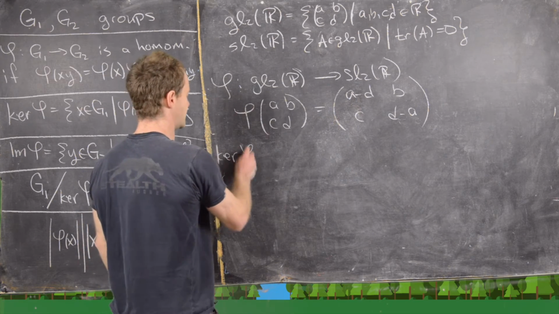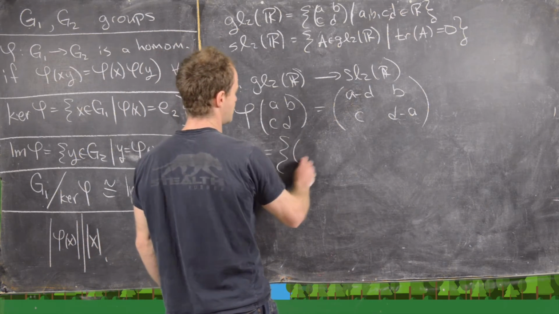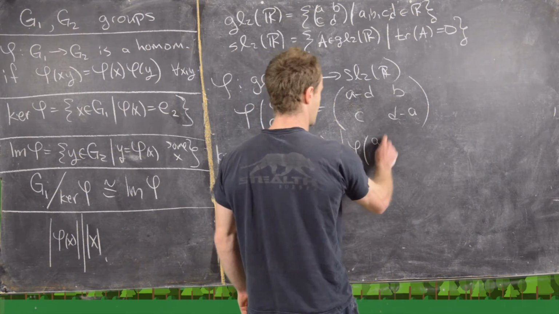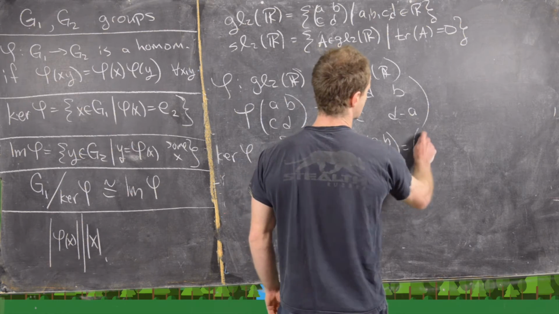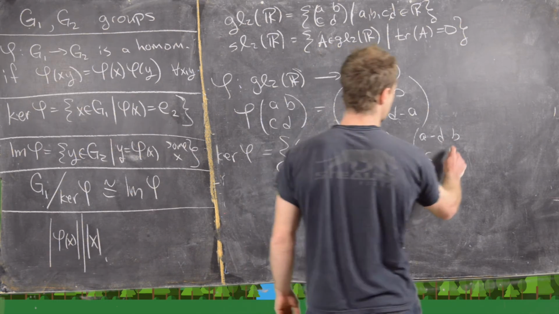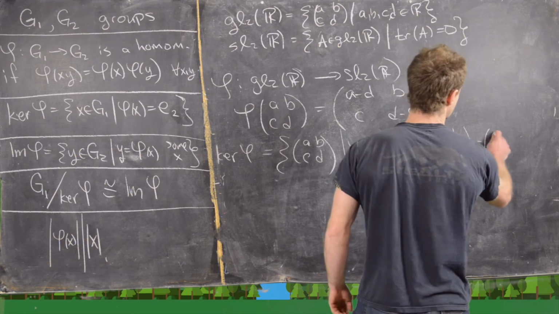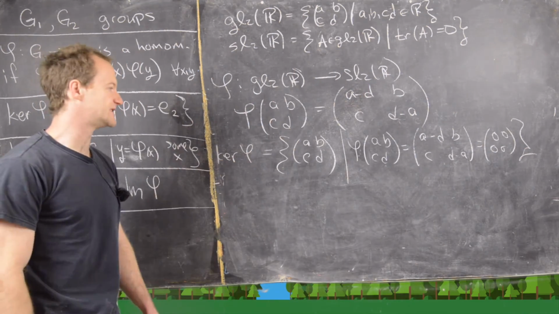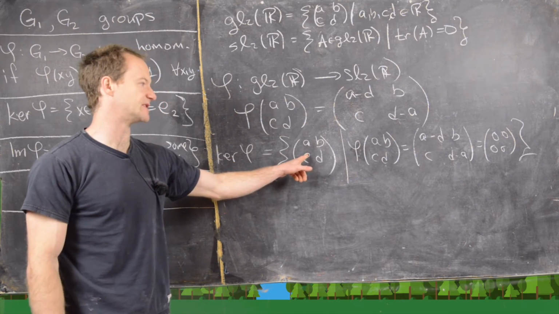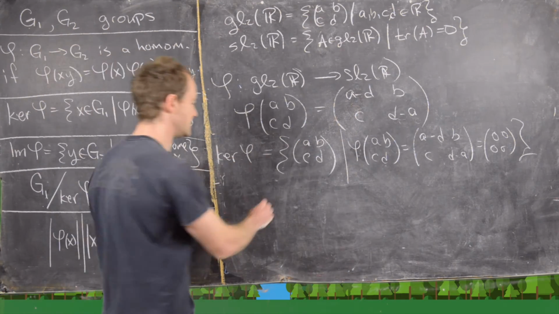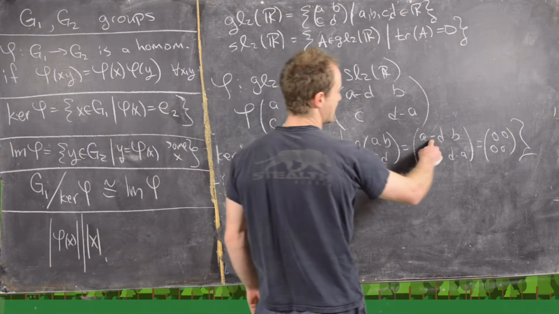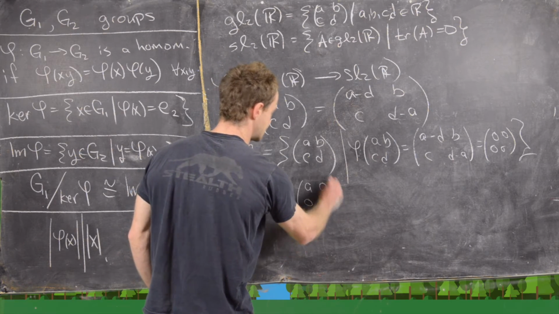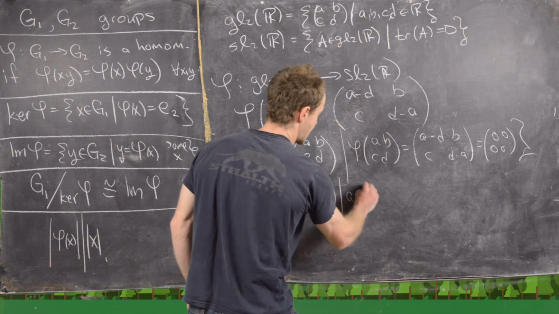So the kernel of phi is going to be all (A, B, C, D) such that phi of (A, B, C, D), which is equal to (A minus D, B, C, D minus A), is equal to the 0 matrix. Good. But if that's equal to the 0 matrix, that means B and C have to be 0, and that means A and D have to be equal to each other, because we want A minus D to be equal to 0. So that's going to be everything of this form, (A, 0, 0, A), where A is some real number.